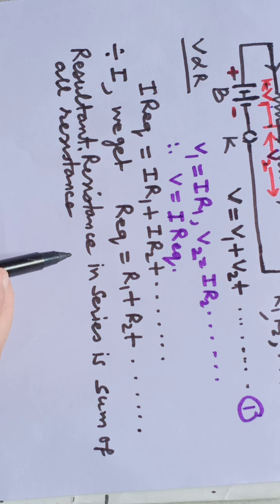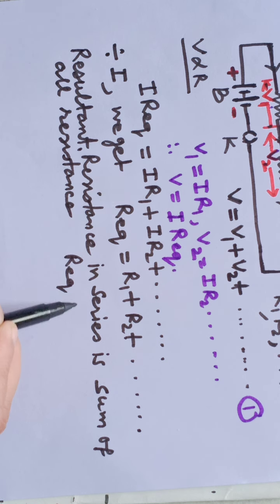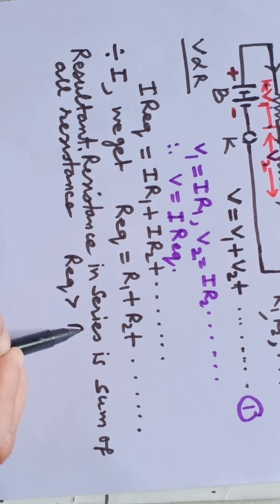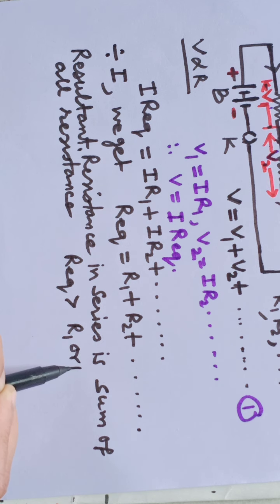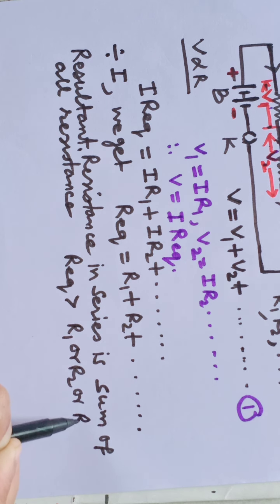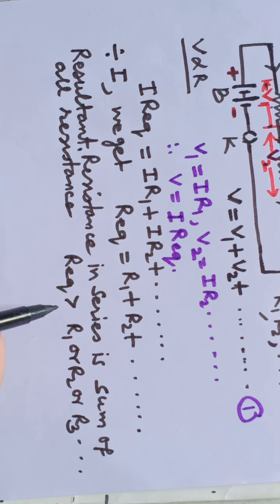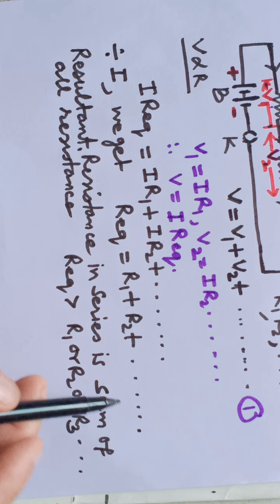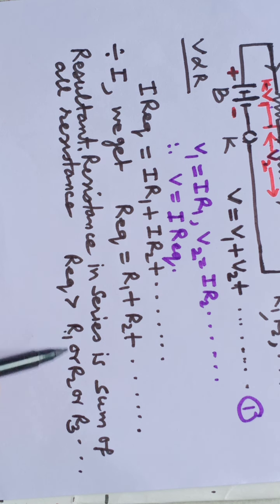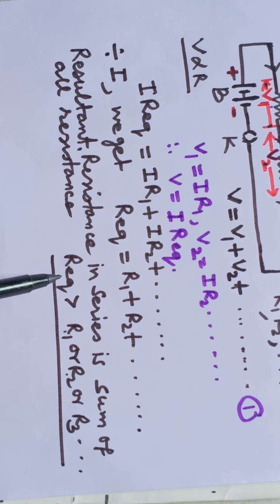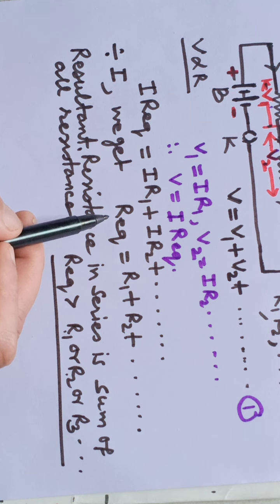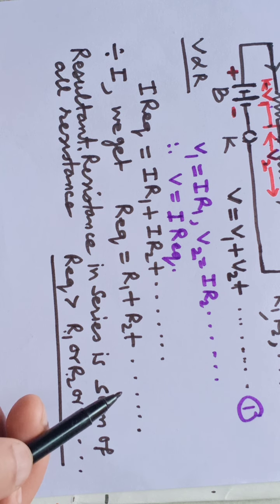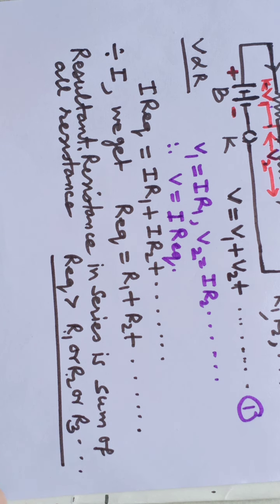So now naturally R equivalent will be greater than R1 or R2 or R3. Means of the greatest value. All these values, it will be greater than R1, it will be greater than R2 and so on, all. So in series, the equivalent resistance will be greater than the highest value of the resistance.